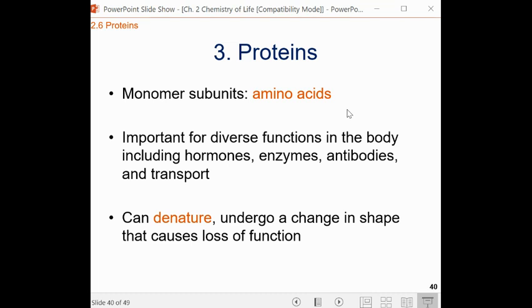So now we're in section 2.6, and we're going to hone in on the proteins. The monomer subunit of a protein is an amino acid, and there are about 20 different amino acids, and the DNA dictates what order those amino acids are assembled. Proteins are important for diverse functions in the body, including your hormones, enzymes, antibodies, and even transport. The thing you have to be careful about with proteins, they're really important to how your body works. So things like enzymes that run chemical reactions, those proteins still need to be in a really precise shape. But they can denature, which is undergo a change in shape that causes them to stop working. So getting too hot will denature a protein.